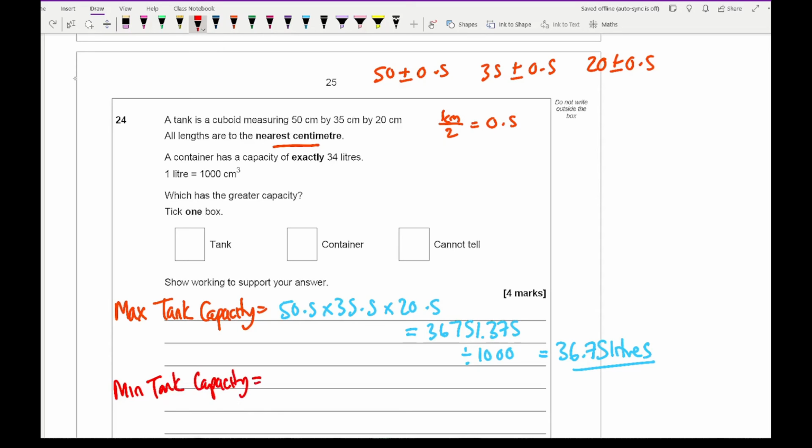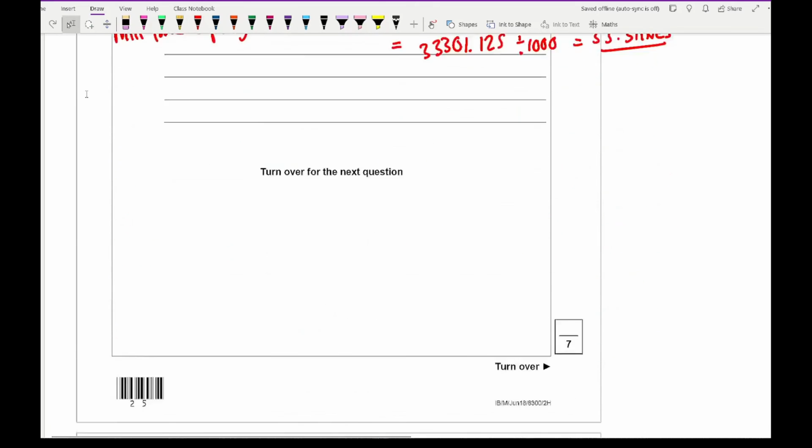So if I then want to work out the minimum tank capacity, I then do the lower bound, so it's going to be 49.5 times 34.5 times 19.5. I get an answer of 33301.125, and if I divide that by 1000, I get 33.3 litres. So as you can see, with the maximum, it's more than the container. If it's the lower, it's lower than the container. So the correct answer here is going to be that you cannot tell.